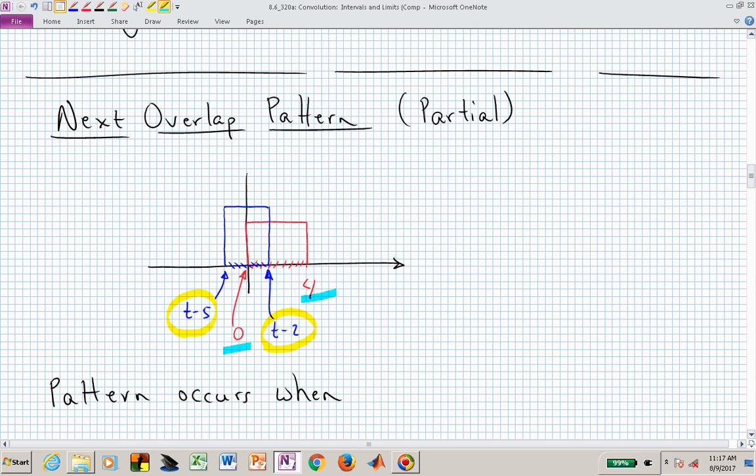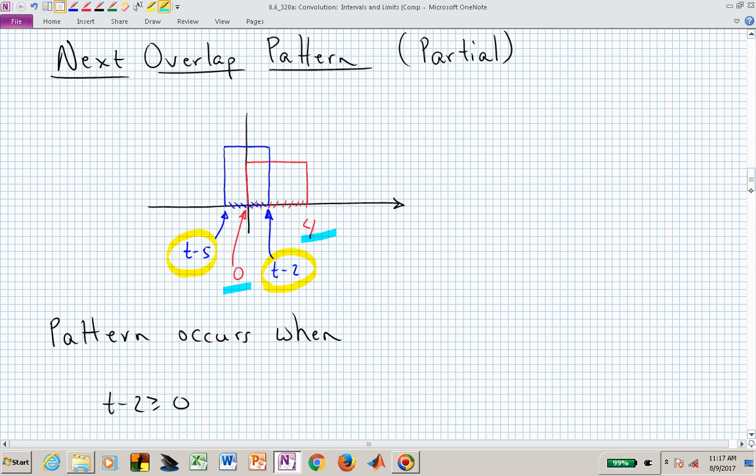So what is going to happen in this particular case? Well, we have a lot of different possibilities, so let's look at those. We could say that this pattern occurs when t minus 2 crosses over the value lambda equal to 0. So we know this pattern is true when t minus 2 is greater than or equal to 0. We also need t minus 2 to be less than 4. But we also know that t minus 5 needs to be less than 0.